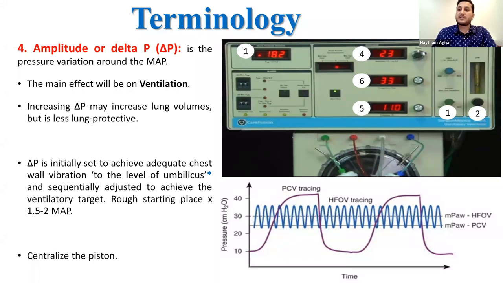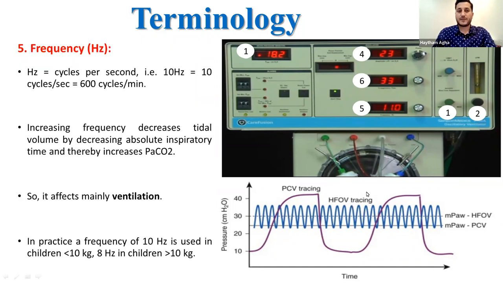Once you adjust the parameter here, take care that the oscillation of the piston is not off-center at this point. It can be adjusted from the knob down in the machine, just to make sure that the vibration in both ways across the mean airway pressure is equal.